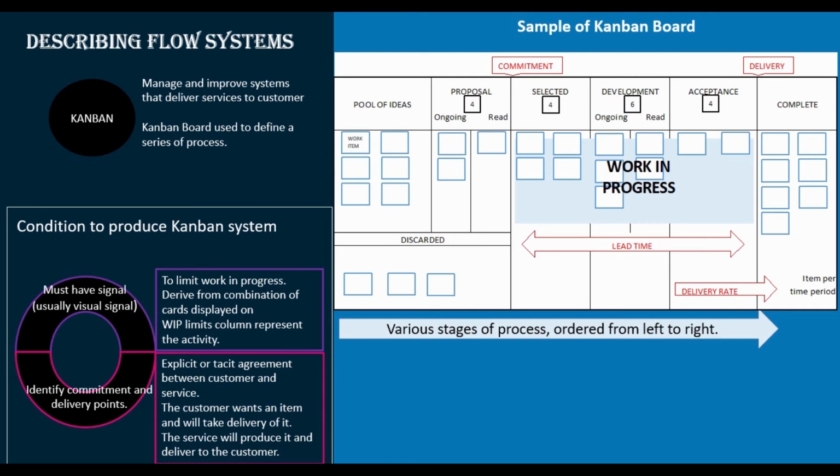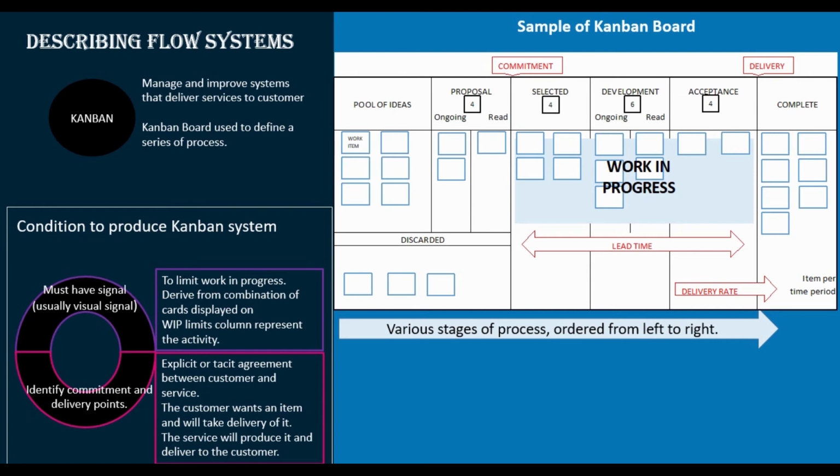So this board shows the various stages of the process, which are ordered from left to right. This board consists of pool of ideas, proposal, selected, development, accepted and completed columns. The column between proposal and selected is usually where the commitment point starts, and the delivery point will be the point between acceptance and completed.